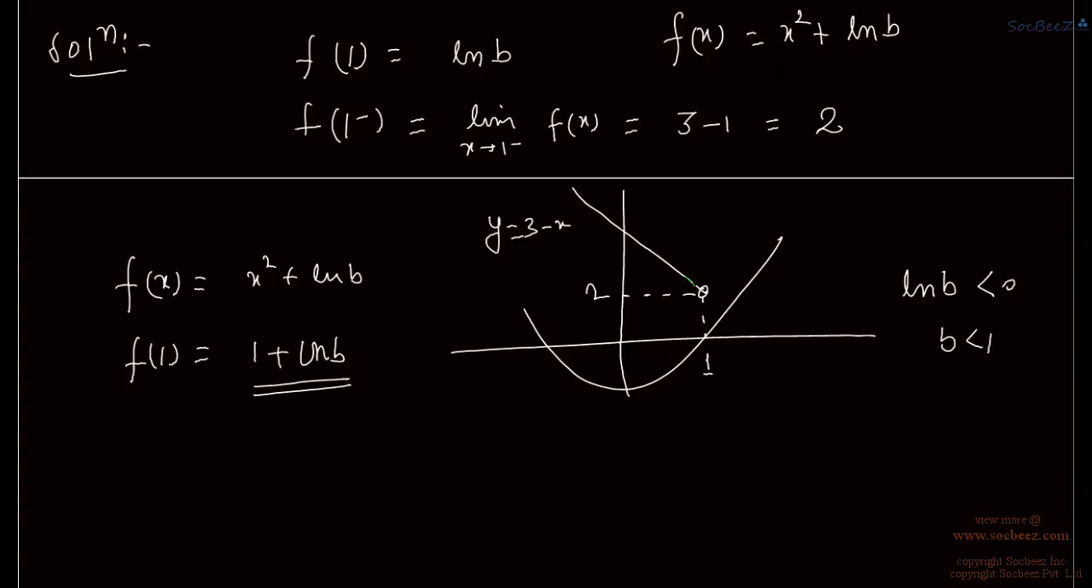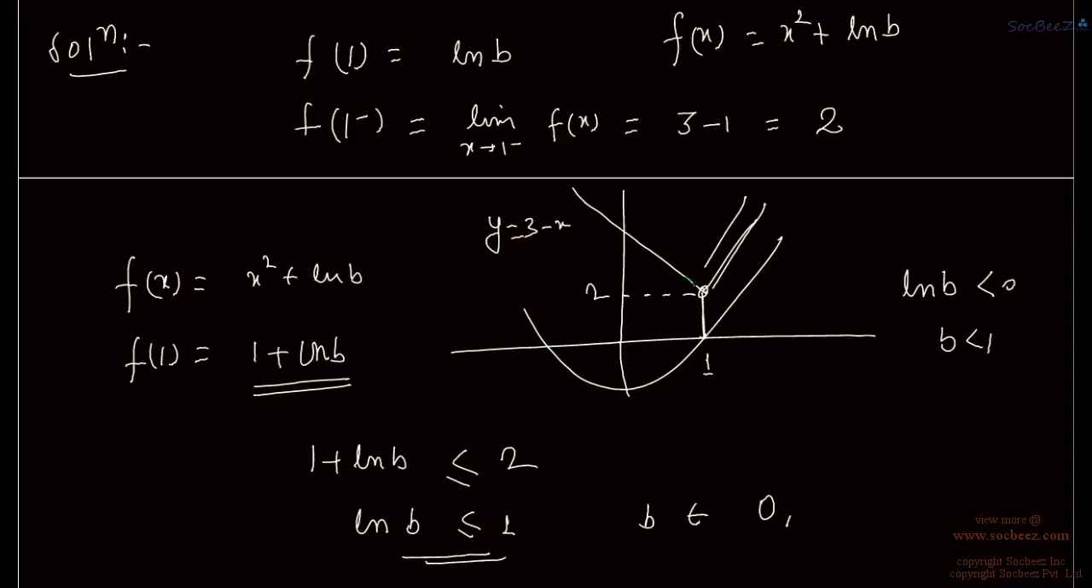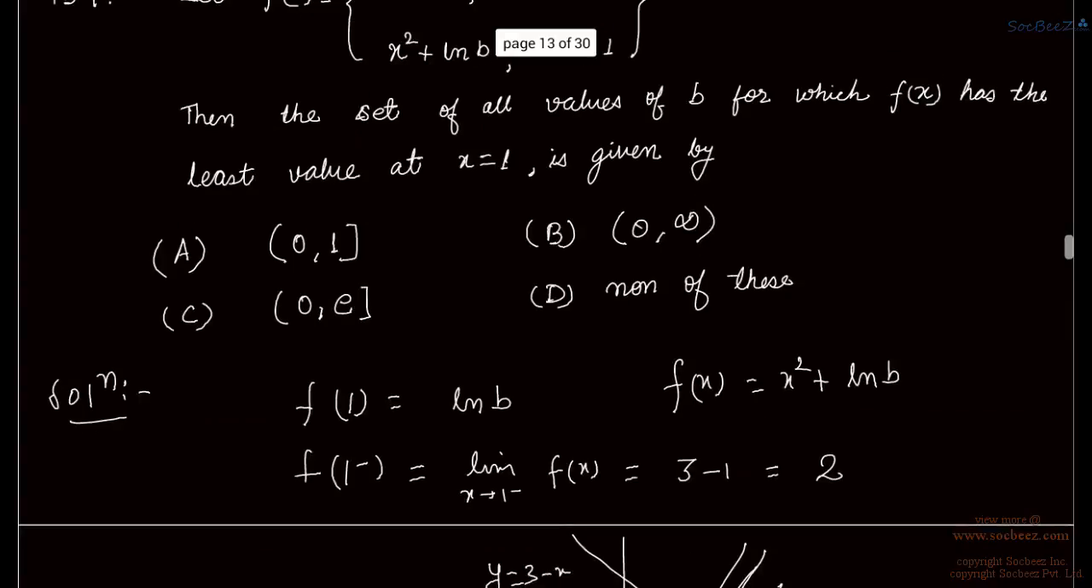For this to be the minimum, we have 1 plus ln b should be less than or equal to 2, because this value is 2. This should not go beyond 2. So we have 1 plus ln b less than or equal to 2, or ln b is less than or equal to 1. So from this we have b belongs to (0, e], where e is closed, since ln b is equal to 1 at b is equal to e. So from here we have option C as the correct one.